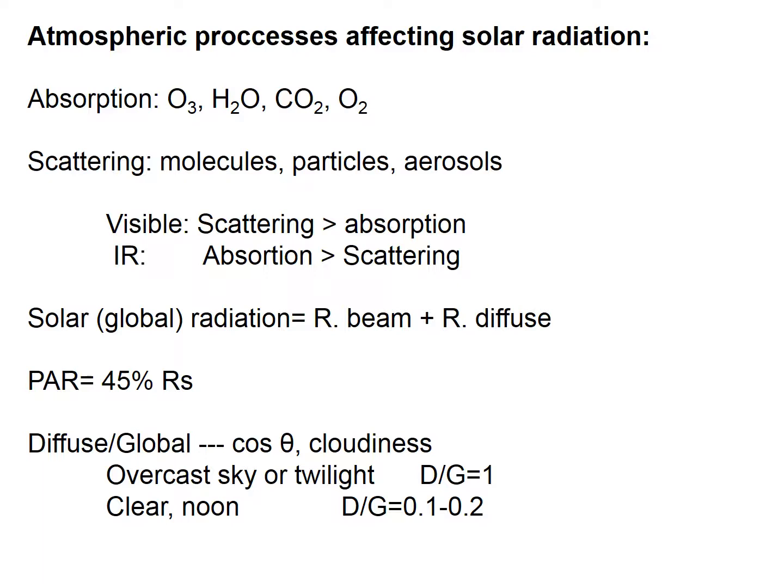The extreme conditions would be for completely overcast skies or during twilight, before sunrise or after sunset. We have a fraction of diffuse over global close to 1. On the other hand, for clear skies and close to solar noon, the fraction of diffuse over global radiation is only between 10 to 20%.